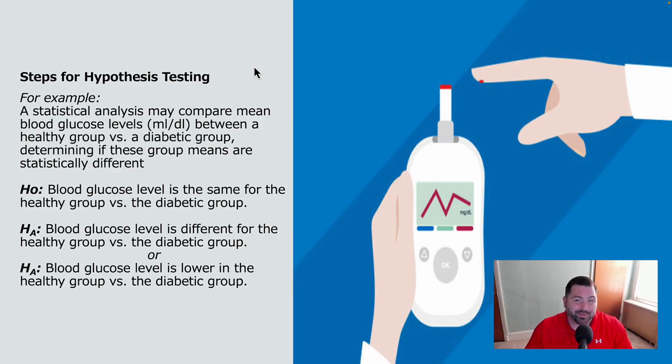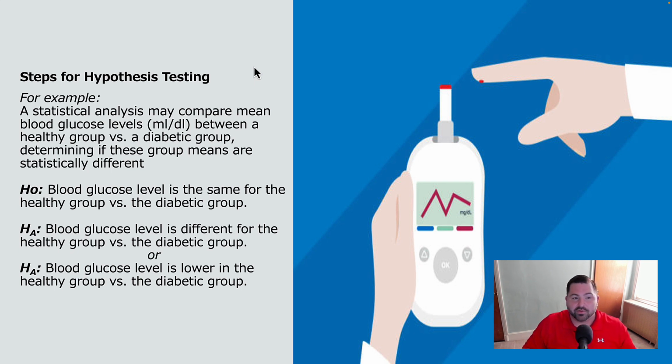Here's a nice example that I like to use in the class. Let's say we have a data set, and a statistical analysis can compare the mean blood glucose values between a healthy group of people, right? Those are your control people, versus a diabetic group. Let's say we have a population of interest, which is people living with type 2 diabetes. One of the things that rules a person in for diabetes is high blood glucose concentrations.